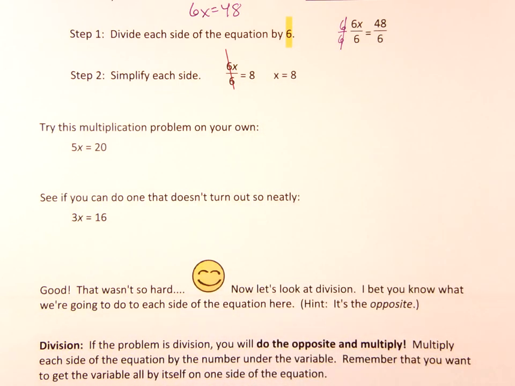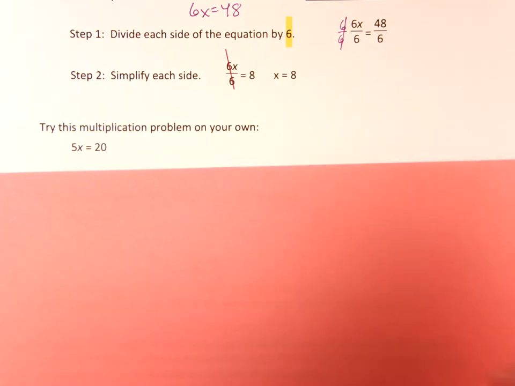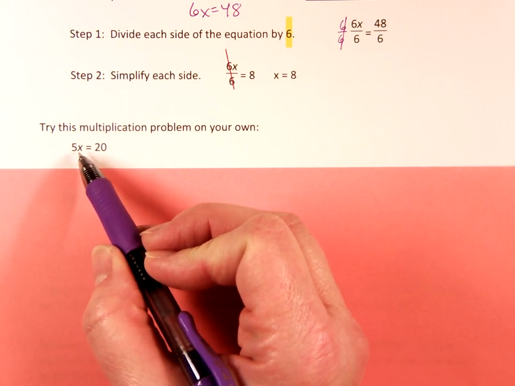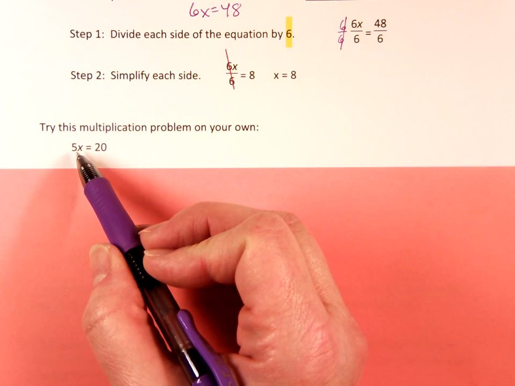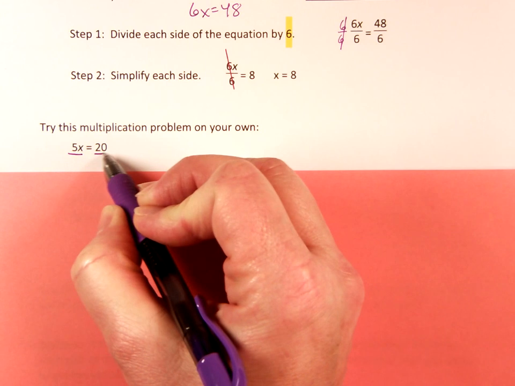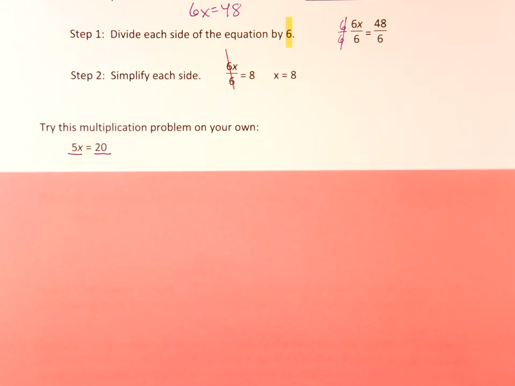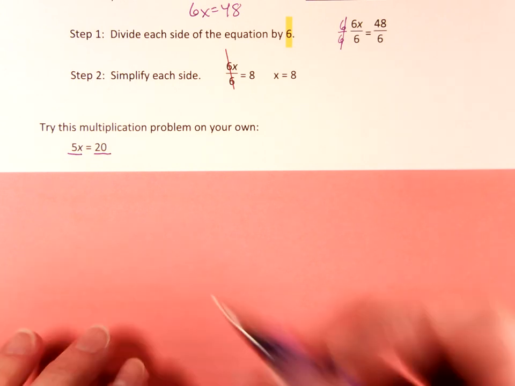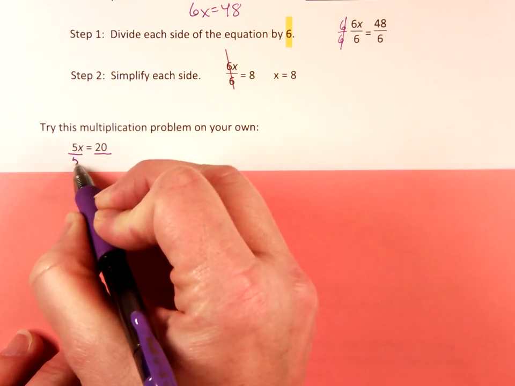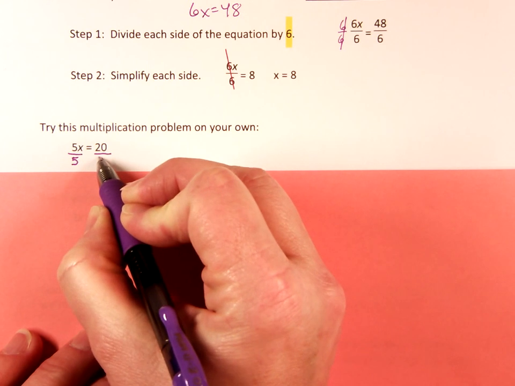So try this multiplication problem on your own. 5x equals 20. Can you tell that this is being multiplied here? The 5 and the x are squished together. That's multiplication. So do the opposite and divide. The question is, what number are you going to choose? I heard someone say it, 5. Right. And why did you pick 5? Because that's the number stuck to my x, right? Always choose that one. There you go. Same thing to each side.